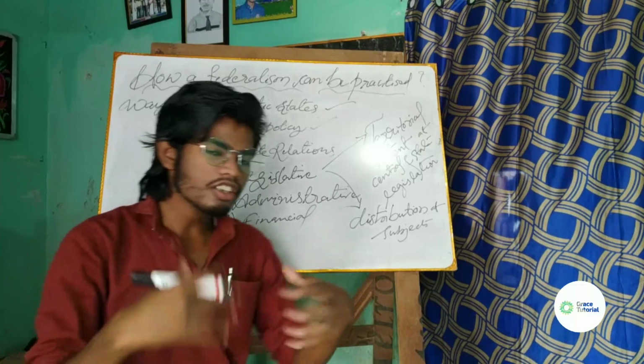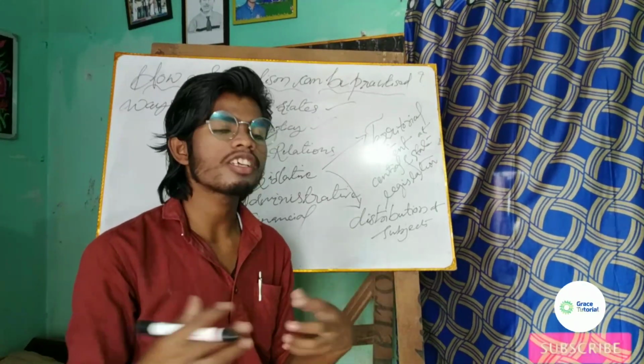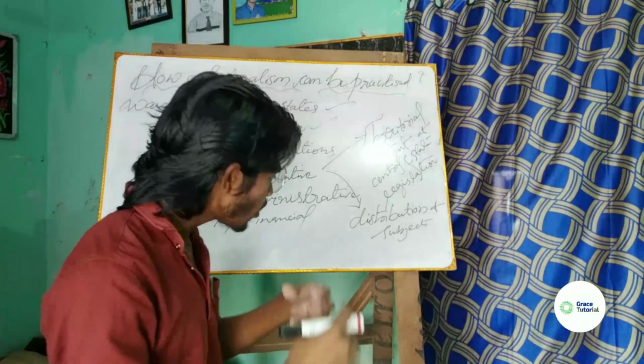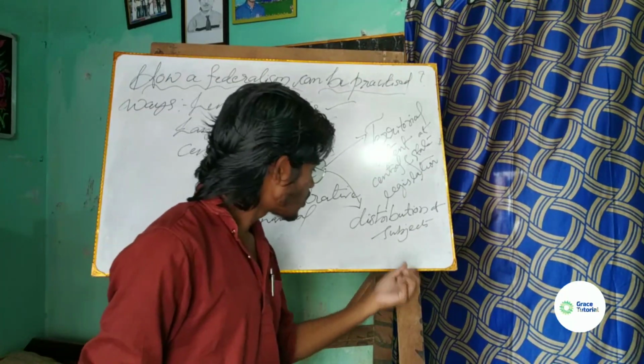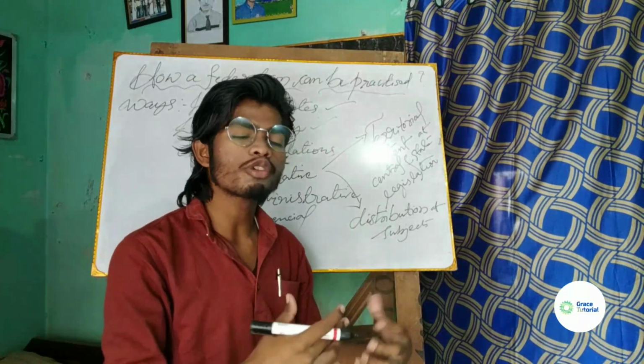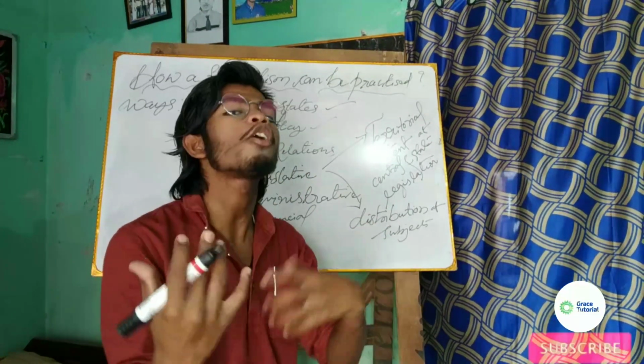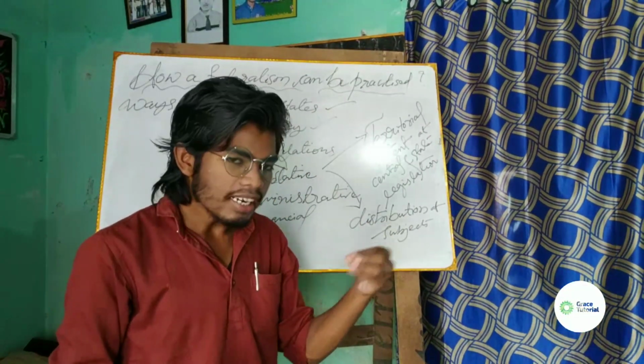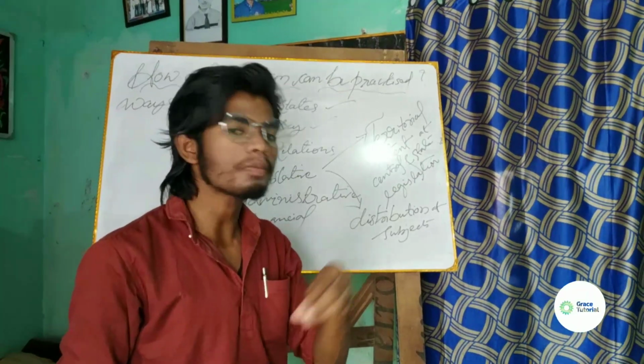Yes. So, distribution of subjects. There are three folds in which the subjects can be distributed. So what are the three folds? Well, the subjects can be distributed in terms of the union list, the state list, or the concurrent list. We had already discussed this in the first part of this chapter, federalism.